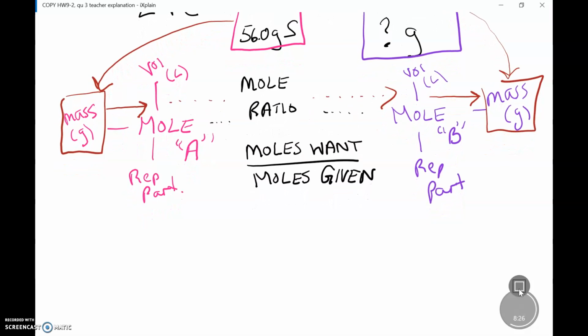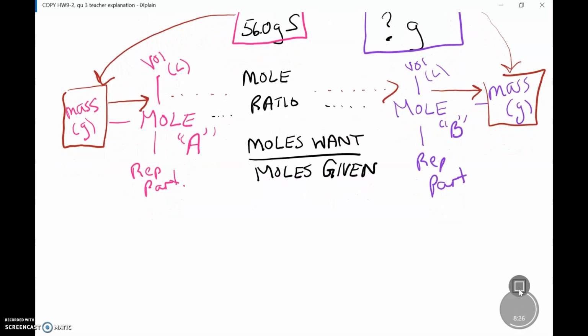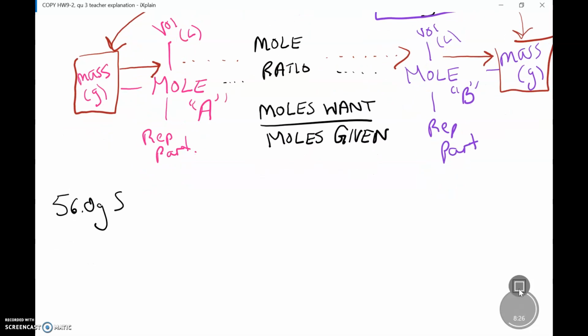So let's try this. We're going to start off with our 56 grams of sulfur, and we're solving for our grams of iron 3 sulfide. Just like with any good dimensional analysis problem, we're always going to write what we know and what we're solving for. Our first step is to go from mass to moles of sulfur. You're going to use the molar mass to get from grams of sulfur to moles of sulfur.